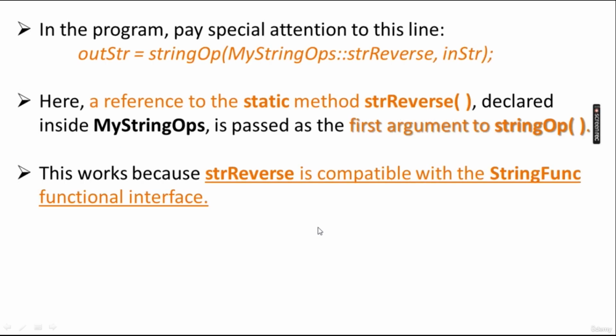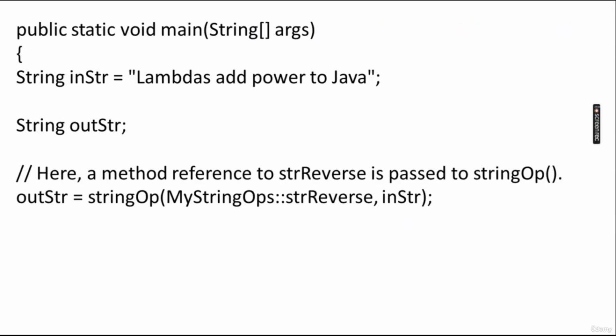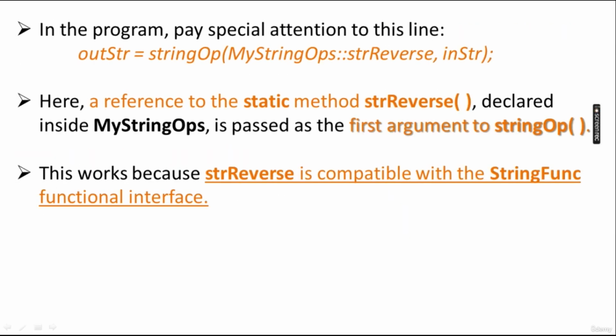Now we will see this in detail. outStr is equal to stringOp. Why without an object? Because this is a static method. This is what our method reference to a static method is, and this is the input string. The reference to the static method stringReverse declared inside the MyStringOps class is passed as the first argument, and that will be evaluating to the reference variable name of the functional interface. This works because stringReverse is compatible with the StringFunction functional interface.